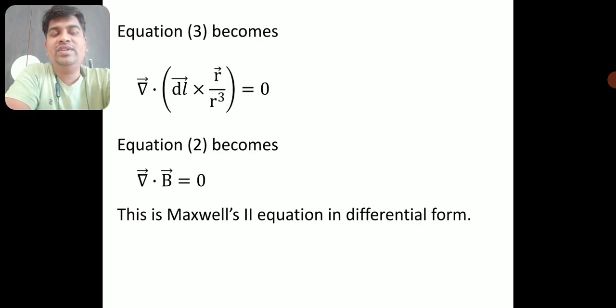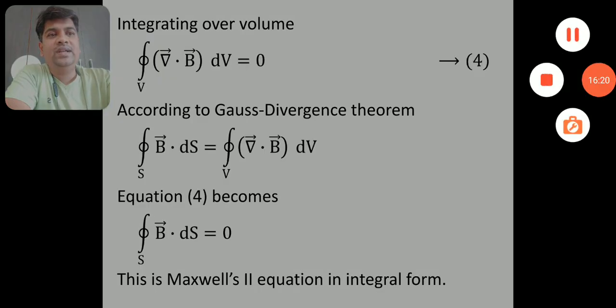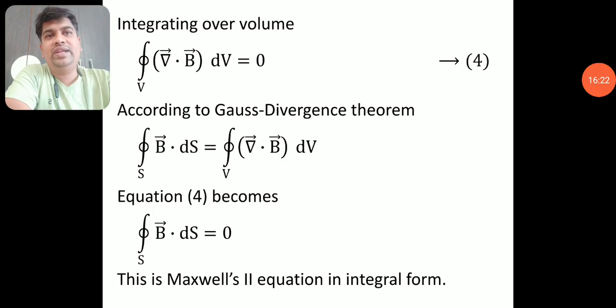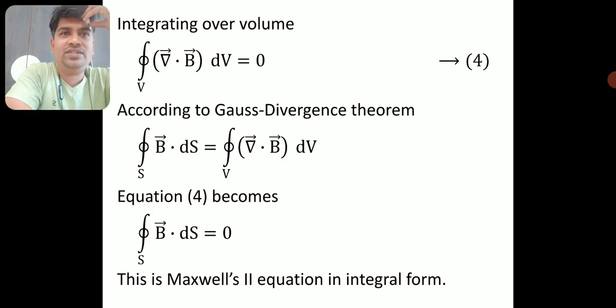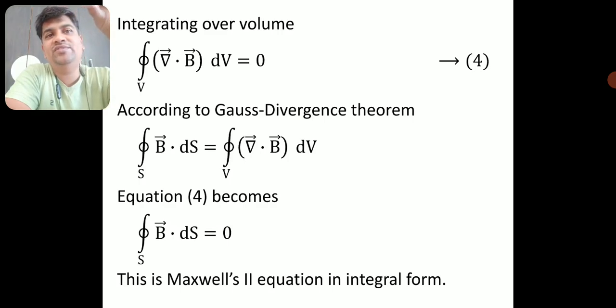This is in differential form. We more frequently use the differential form rather than the integral form. So this is the differential form of the second Maxwell equation, which is divergence of B is equal to 0. Right. Now if I want the integral form, let us take a volume integral of this equation, the volume integral of divergence of B dV, which is equal to 0.